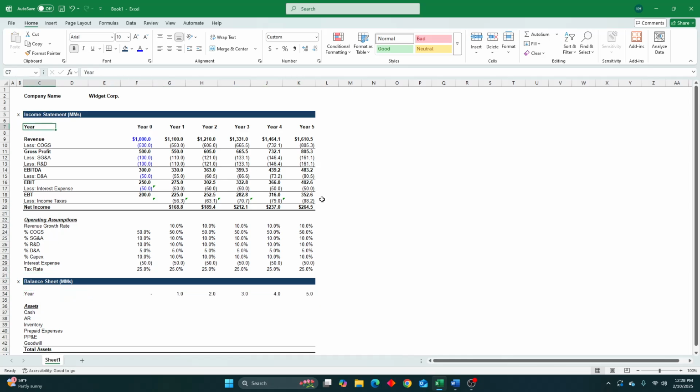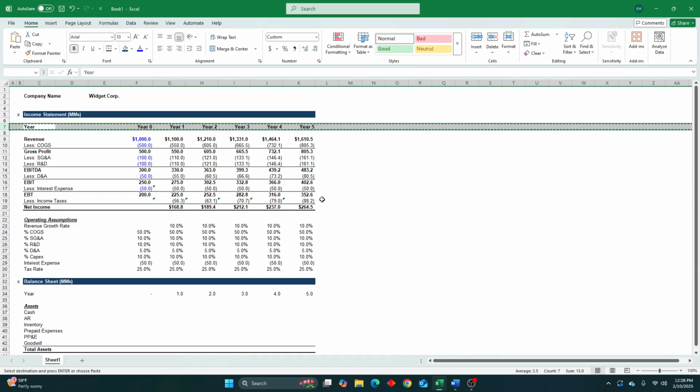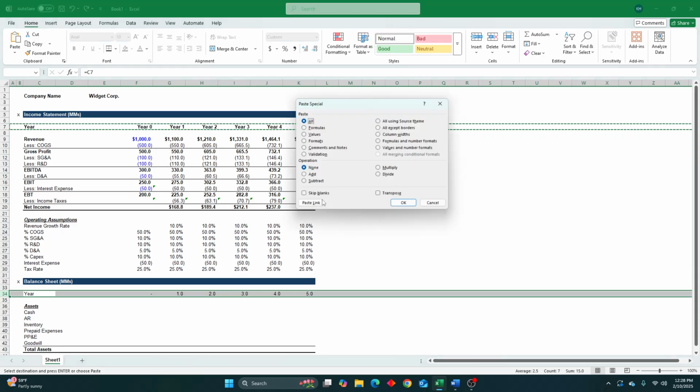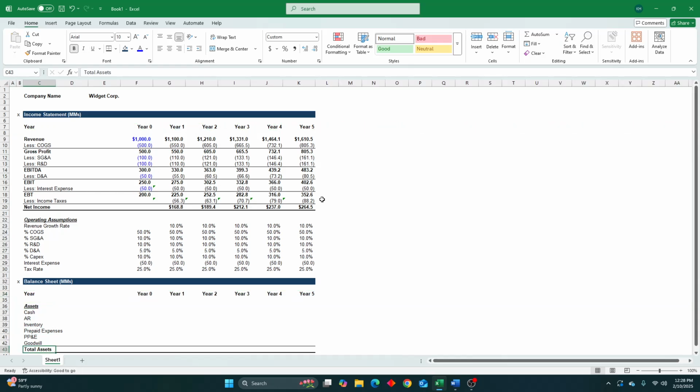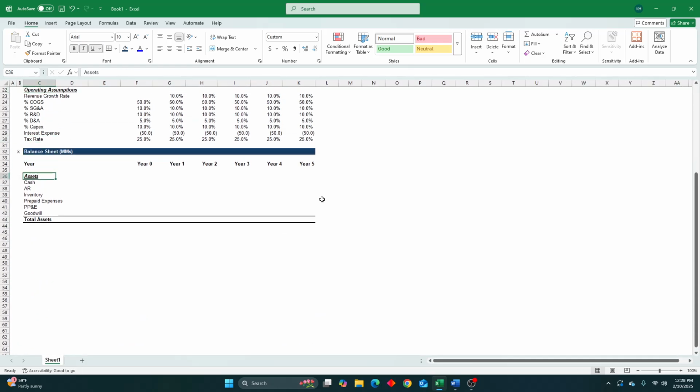Then I'm going to press Shift Spacebar to select the entire row. Press Control C, go back down to here, Shift Spacebar to select this whole row, Alt ES, and then T for formats. And that's how you do that quickly to have your years in for each year.